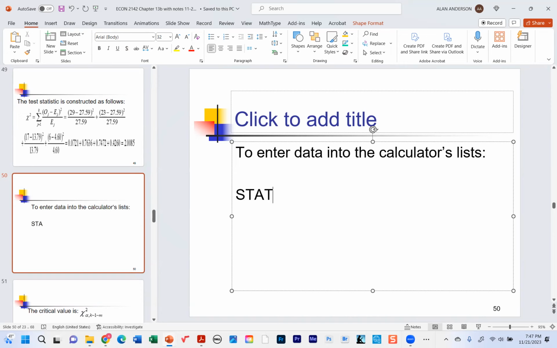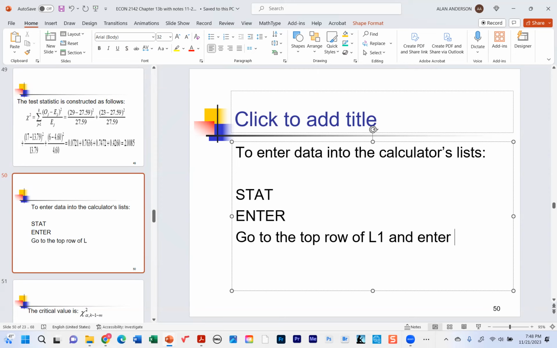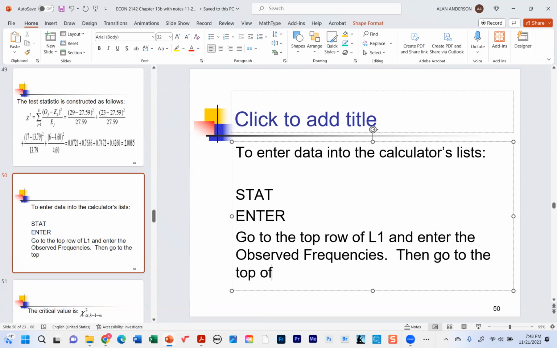First, go to stat. If you hit the stat button, then just hit enter. And you'll see lists across the top there. You see how you've got L1, L2, et cetera. What you're going to do is go to the top row of L1 and enter the observed frequencies. Then go to the top of L2 and enter the expected frequencies.